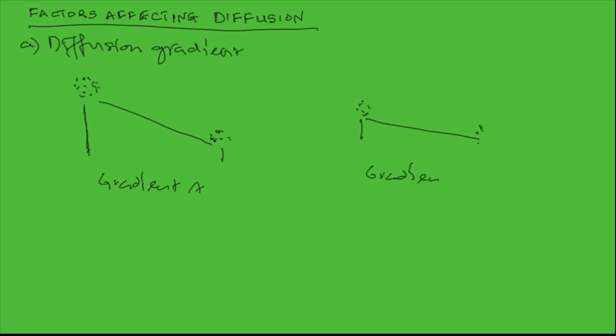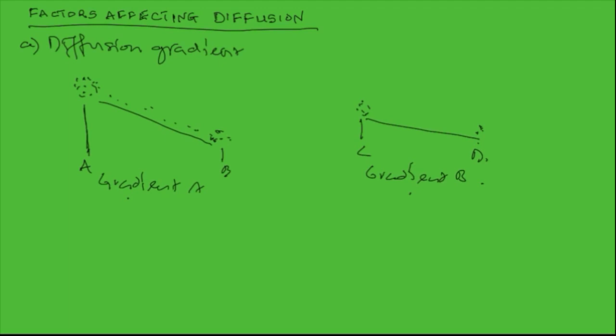Gradient A is steeper and greater than gradient B. Hence, particles will diffuse at a faster rate from, say, region A to B than from region C to D, because of the difference in the gradient. So the higher the gradient, that is the difference between the concentration at A and B and C and D, the faster the rate of diffusion.